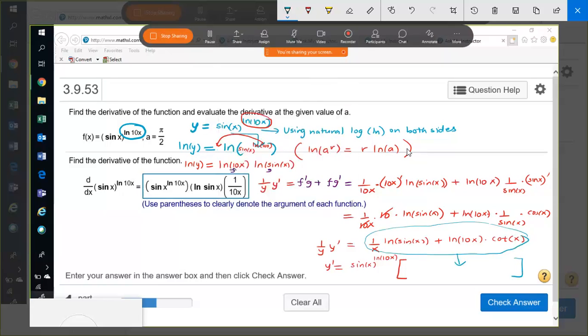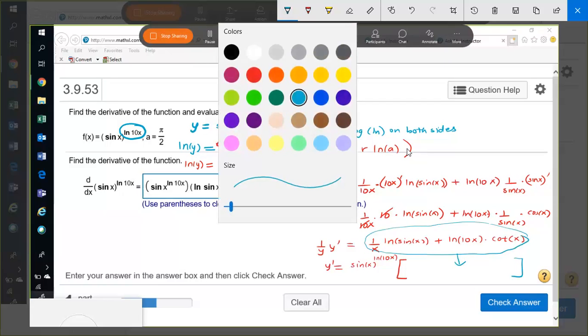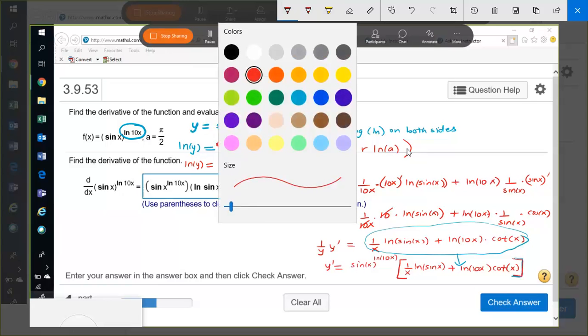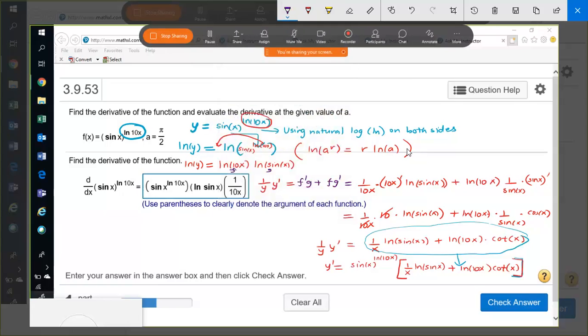Now to evaluate it at pi half, you have to plug in pi half everywhere. So let me rewrite the derivative and then plug in pi half. It's 1 over x ln sine x plus ln 10x cotangent x. That goes for the derivative. Now to find it at a certain point, I would be plugging in pi half. Sine pi half is 1. 1 to any power is 1. So this is 1. Now this is 1 over pi half.